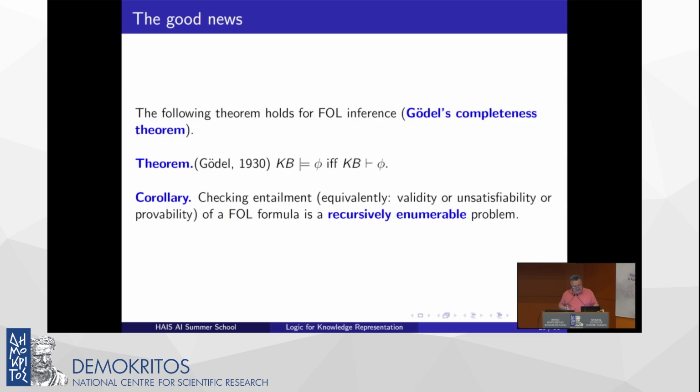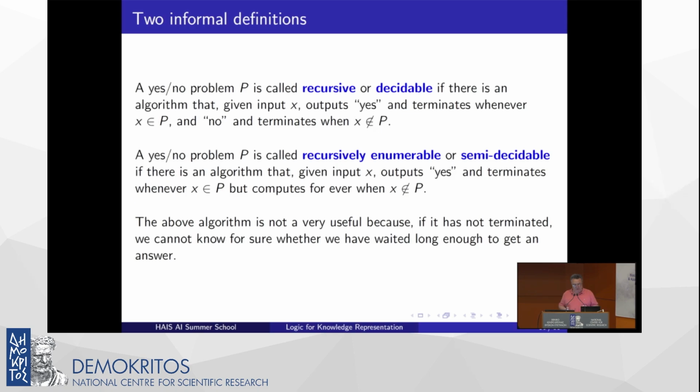And you can then see as a corollary that to check entailment or validity and satisfiability or provability of a first order formula from another set of first order formulas is recursively enumerable. Now I have to stop here for a minute and give you two definitions. For the next couple of slides, I will talk about recursive problems or decidable problems, and recursively enumerable or semi-decidable problems.